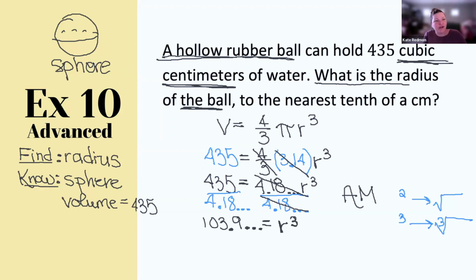So if I want to get rid of a cube, I'm going to take the cube root, a radical with a little 3, of both sides. Cubing and cube rooting cancel, so R is alone. But now you have to know how to take the cube root of that long, ugly number.